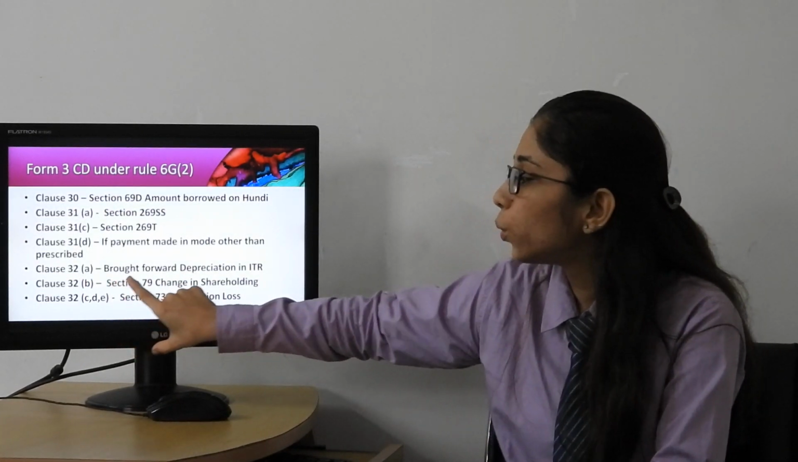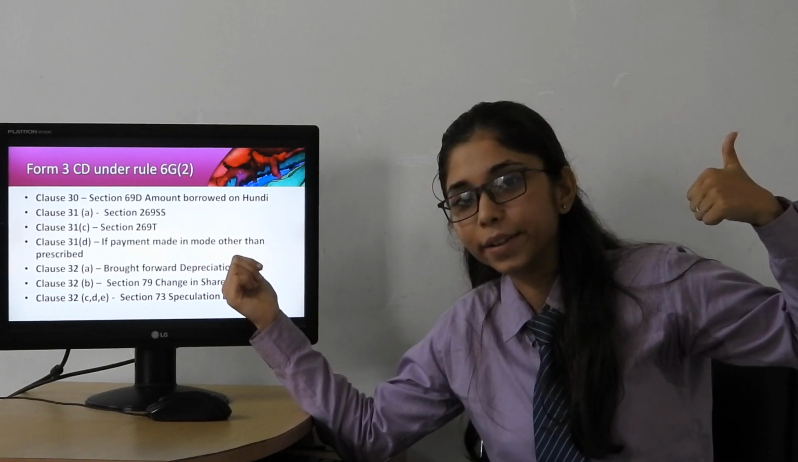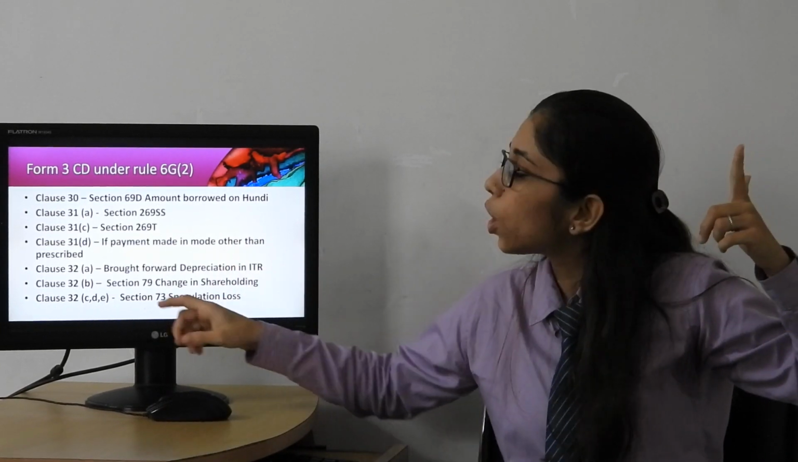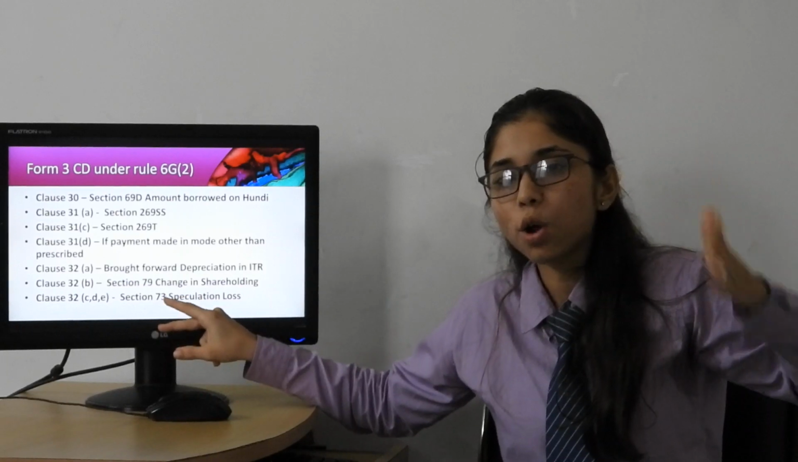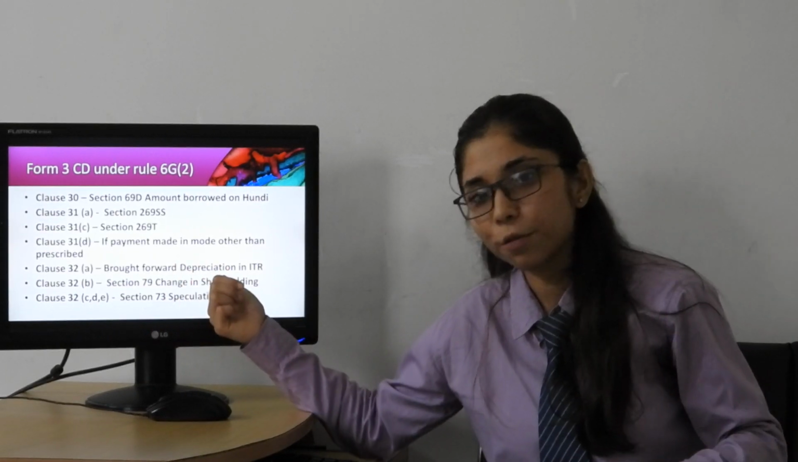Further, clause 32A, brought forward depreciation in ITR. This point will link to your ITR. You need to mention all the details for the brought forward losses or brought forward depreciation which were mentioned in your ITR, and the same in the case of Form 3CD.